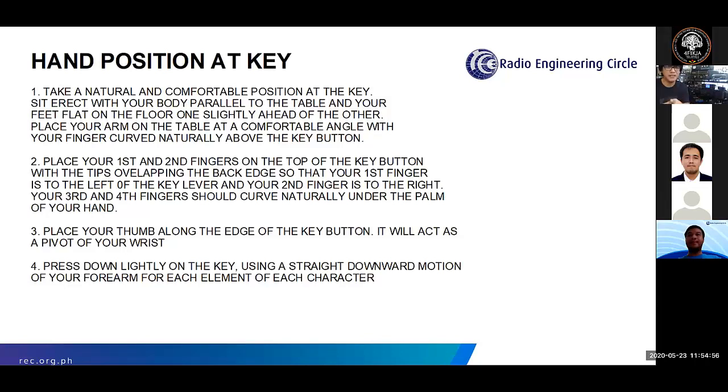So the hand position at the key, if you're going to send Morse code, you have to have a straight body. Well, I have a very awkward position right now because my radio is here and my laptop is here. You can find more information about the hand position at the key on the internet. There are people that will tell you to do this and to do that, but actually it all boils down to where you are comfortable.